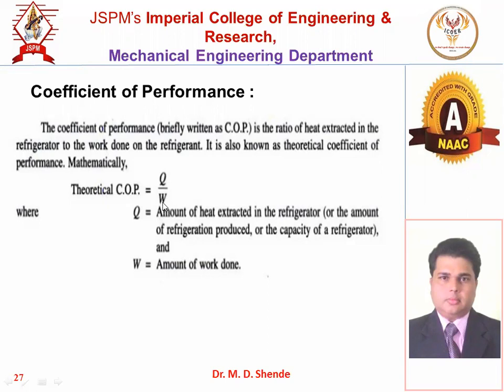That work we are giving in terms of mechanical work to the compressor. So it is output upon input itself. But what is output here? It is the amount of heat that is extracted in the refrigerator. So Q by W, where W is the amount of work done. Q is the amount of heat extracted in the refrigerator, or the amount of refrigeration produced, or the capacity of the refrigerator, and W is the amount of work given. So this is the COP, coefficient of performance.